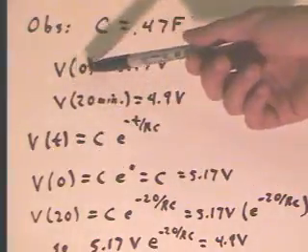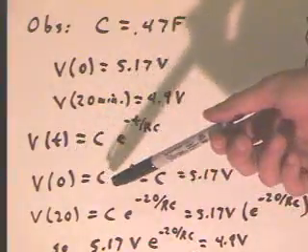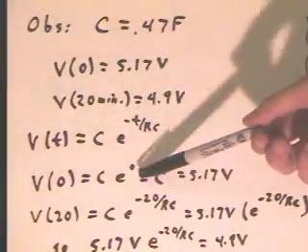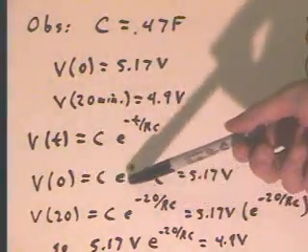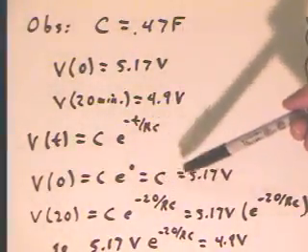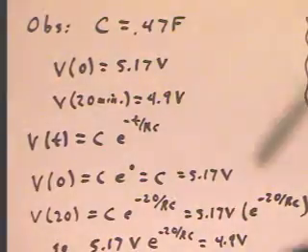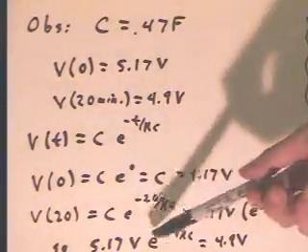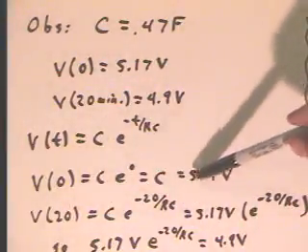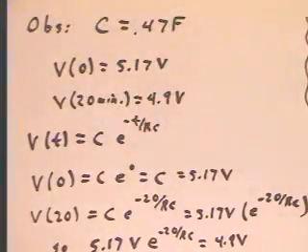Now, we're taking our information. V of 0 is 5.17 volts. Okay, now, V of 0 also has to equal C e to the 0, since t is 0. So we get C e to the 0, which is C, so that we find that C is 5.17 volts. Now we know that our function is going to be C e to the negative t over RC, where C is 5.17 volts. It'll be 5.17 volts e to the negative t over RC.